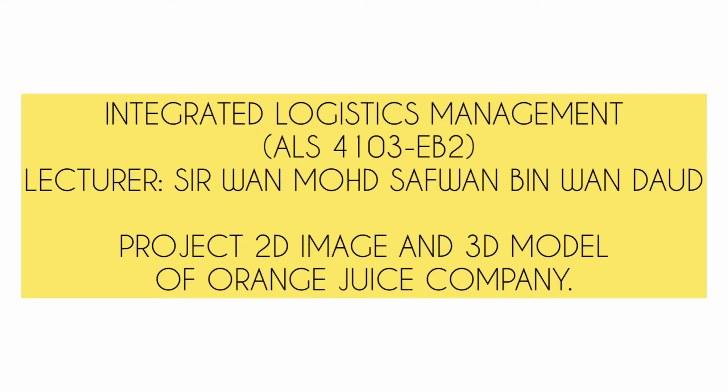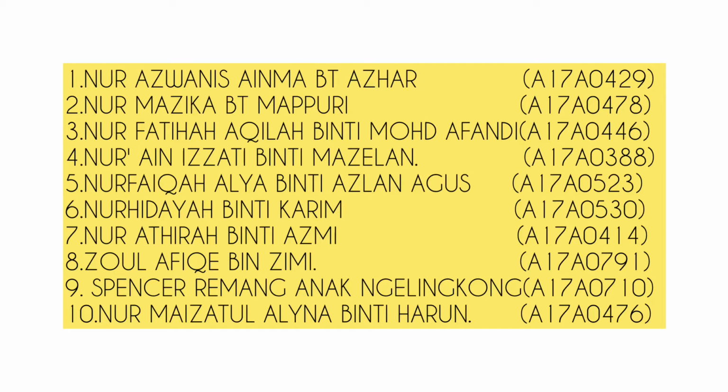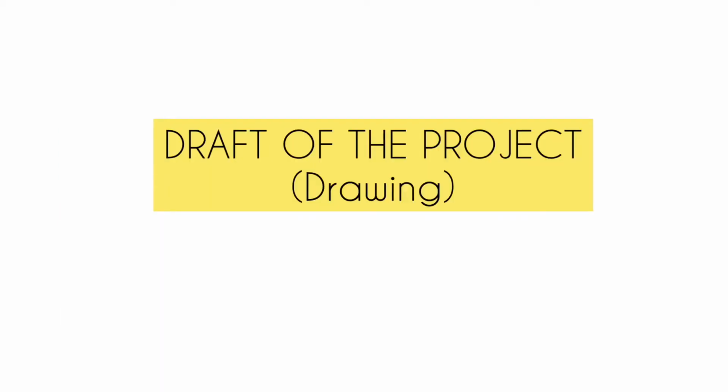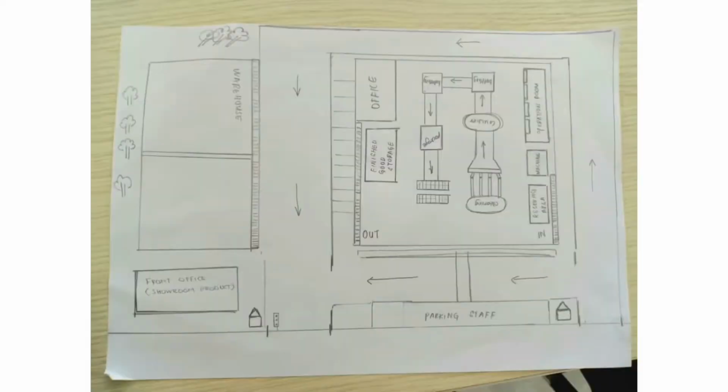Today I will present our project, a 2D image and 3D model of an Orange Juice Company. This project assignment is for the subject Integrated Logistic Management ALS 4103 from class EB2. And this is the name of the group members. And now I will show the draft we drew before we made the project in 2D and 3D. This is the draft of the project.